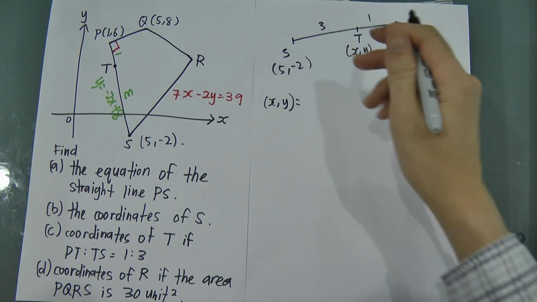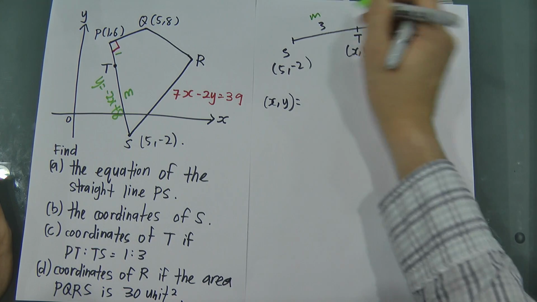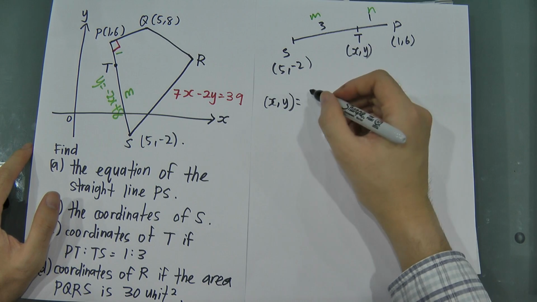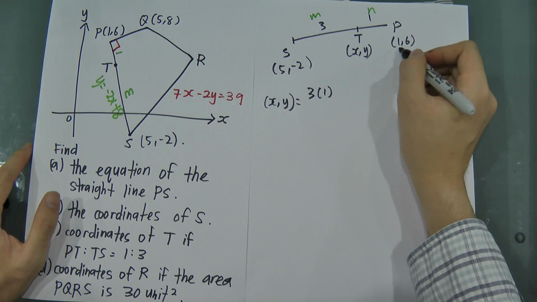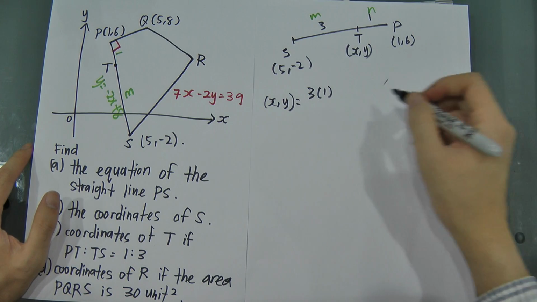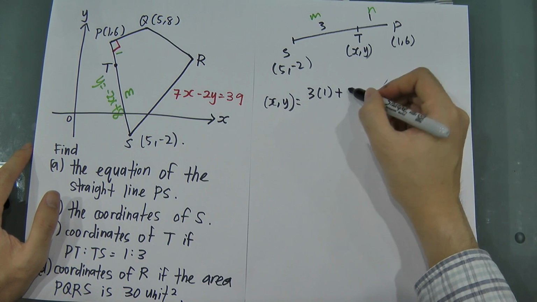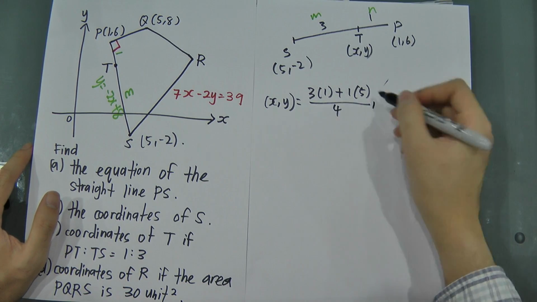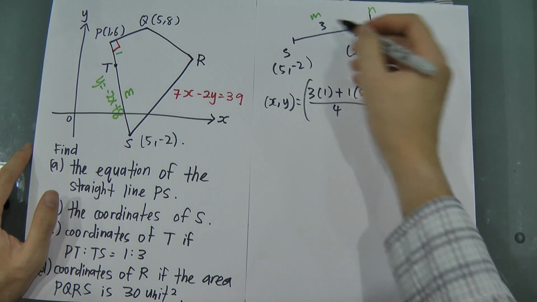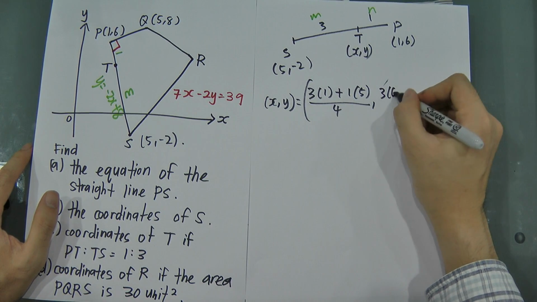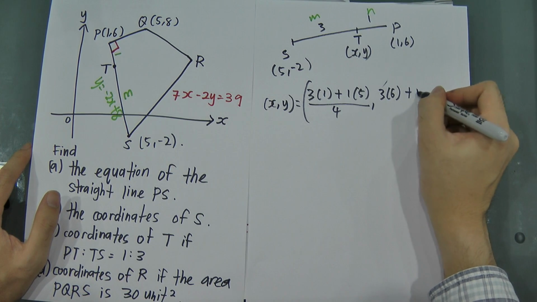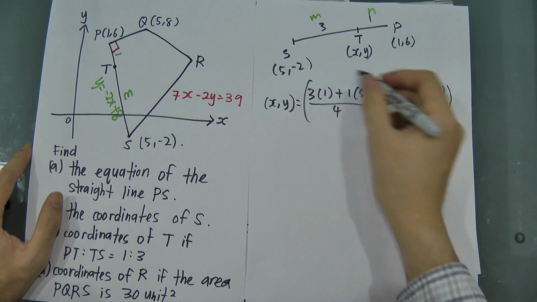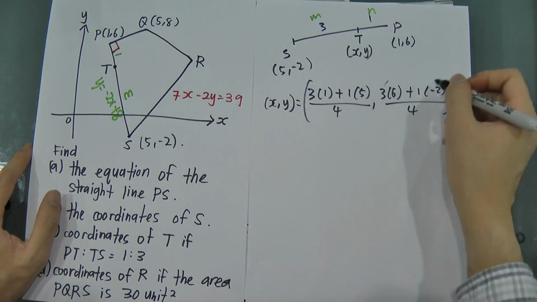I'm going to label m and n just in case you forget. m multiplies the further one. So 3 times 1, the x value first. The first column is the x value, this one is the y value. So 1 plus 1 times the further one, which is 5, over 3 plus 1, which is 4. Comma, same thing. m times the further y, which is 3 times 6, plus 1 times the further one, 1 times negative 2, and then m plus n is 4. I'm going to do it separately. This one equals x, this one equals y.